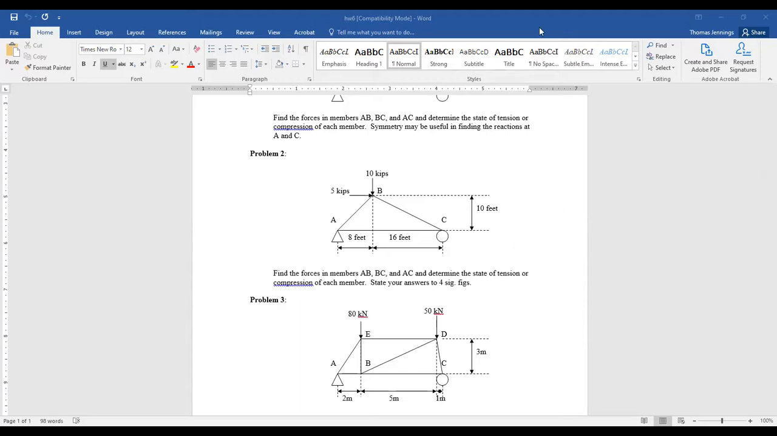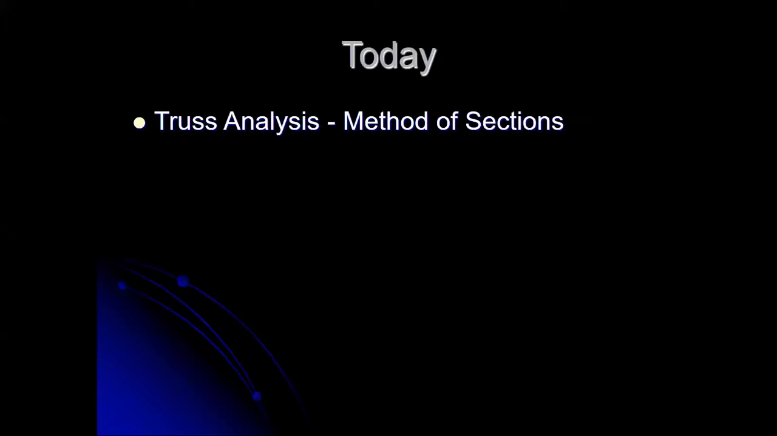All right then, so let's go over to the notes and take a look at the method of sections. So just as we're getting used to the method of joints, we get to change things and do a different method, a method of sections. So we're still doing truss analysis. The goal is still to learn everything there is to know about the truss, or at least everything we need to know about the truss.